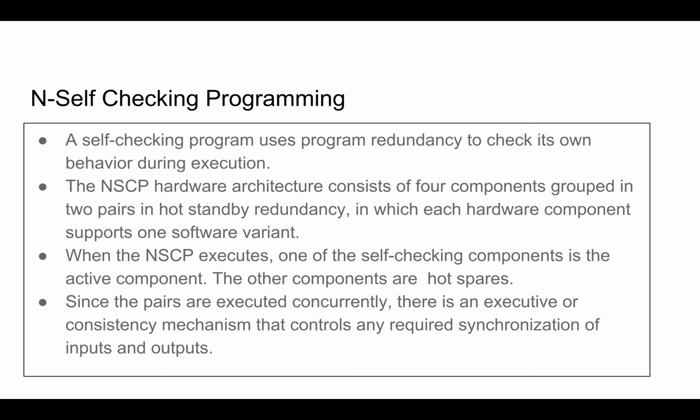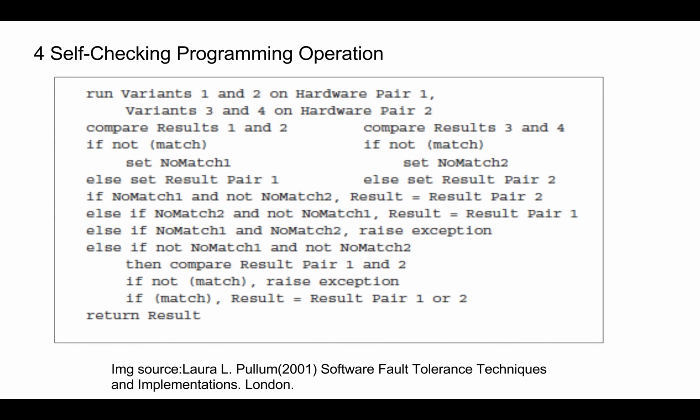To understand the concept of a self-checking program better, we will run through an example, a block diagram of a self-checking program running on four variants. Here is a self-checking program running variant 1 and variant 2 on hardware pair 1, and variant 3 and variant 4 are executed on pair 2 concurrently.